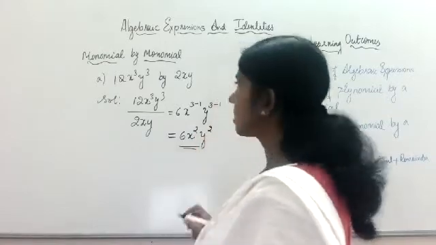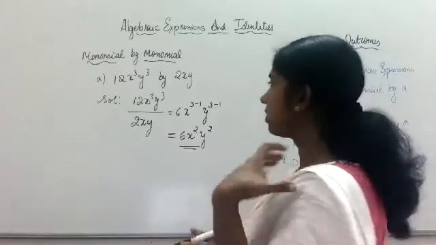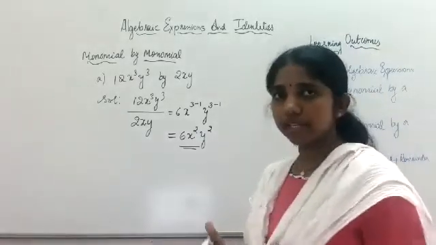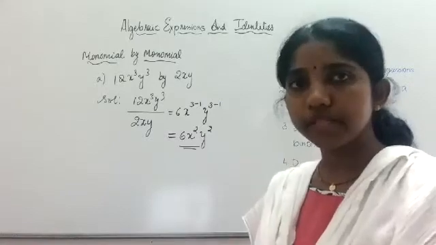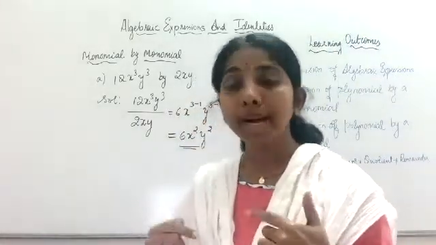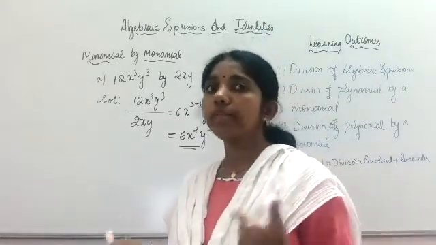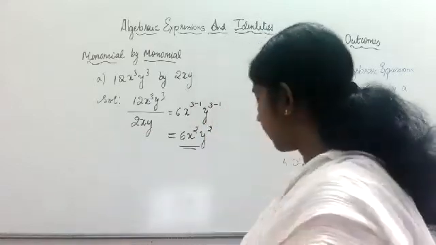So this is how we divide a monomial by a monomial. We used the laws of exponents here. Since the variable is in the numerator and denominator, we subtract the powers of the same variable. If both were in the numerator, then we would add the powers of the variables.